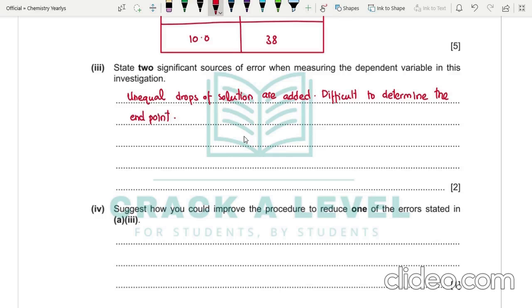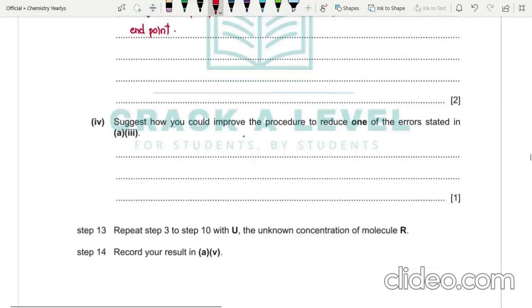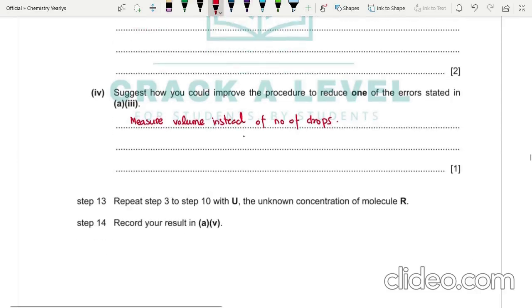Suggest how you could improve the procedure to reduce one of the errors. So for the color, we could use a colorimeter, and for the drops, what we could do is measure volume instead of number of drops. So you have to list only one of the improvements.